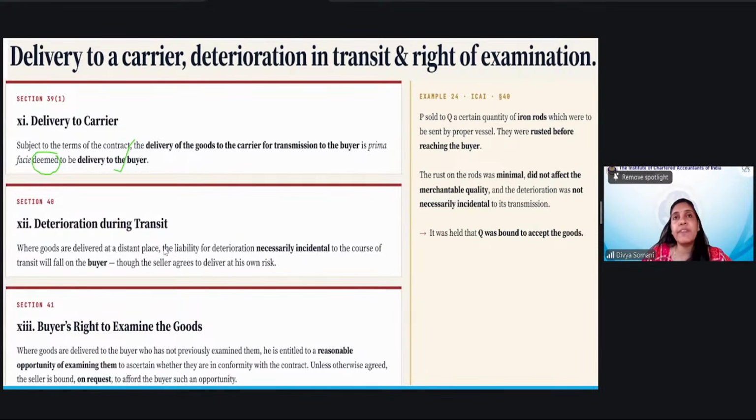But if any damage has happened due to the fault of the carrier or anyone else, then they have to bear the loss. So the natural deterioration has to be borne by the buyer. That is what is mentioned here.